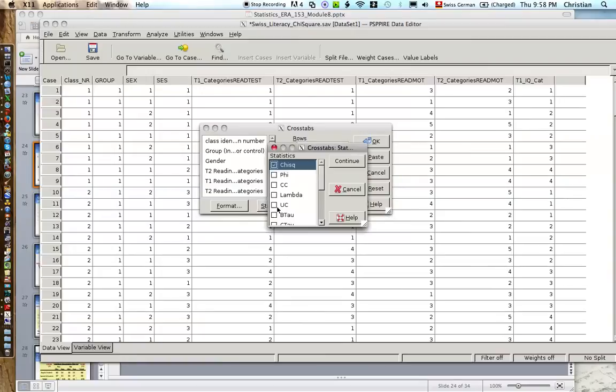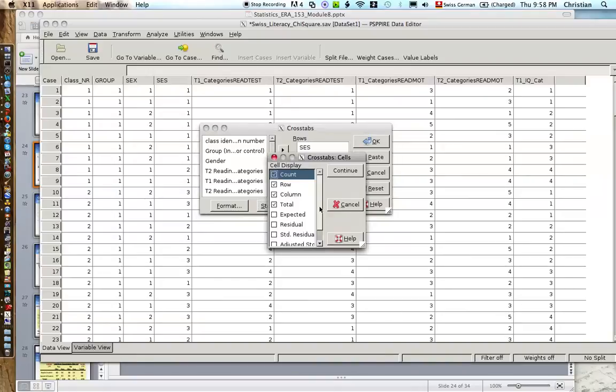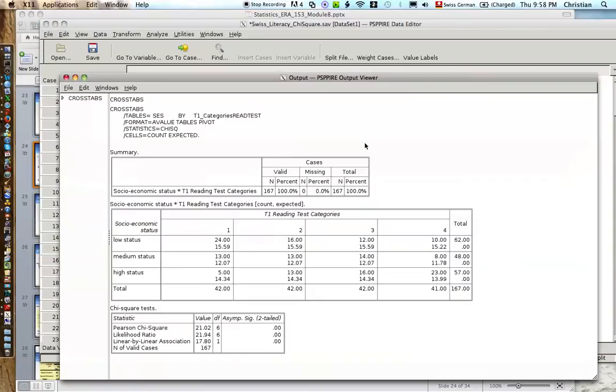Now we can choose the statistics here, chi-square, it's actually already checkmarked, and we go into the cells. You get here the count, and then you get the percentage in the rows, percentage in the columns, and percentage total. I'm going to uncheck these because it's quite a lot of information, and we're just going to go with count and expected. So hit continue and OK, and here is our result.